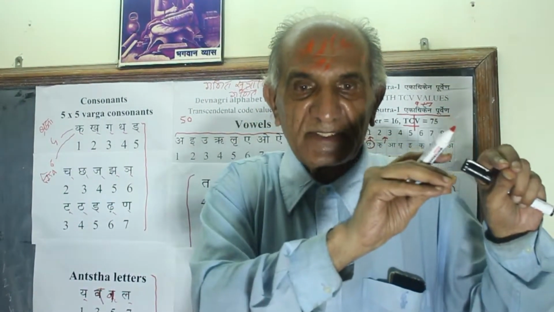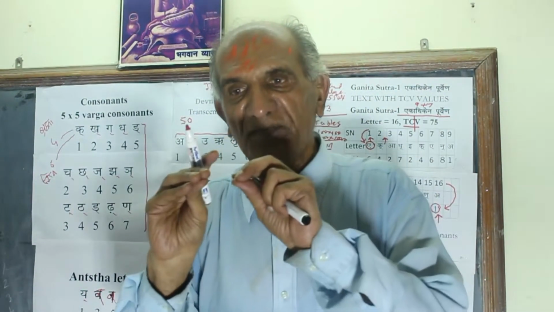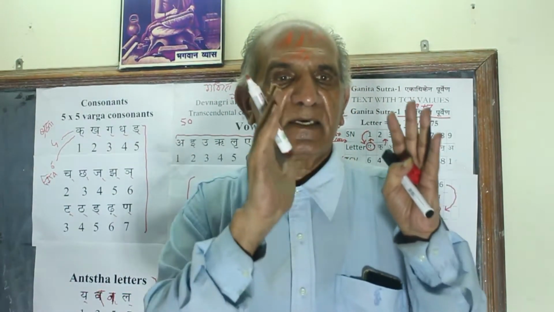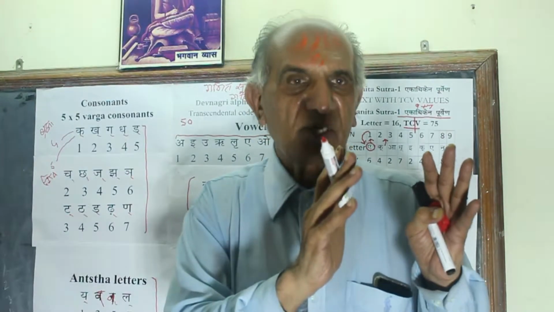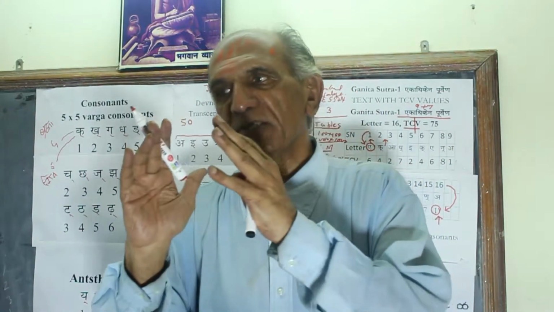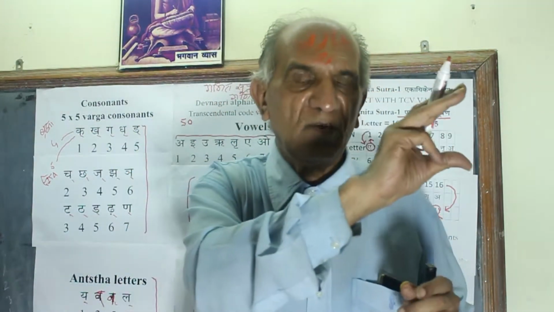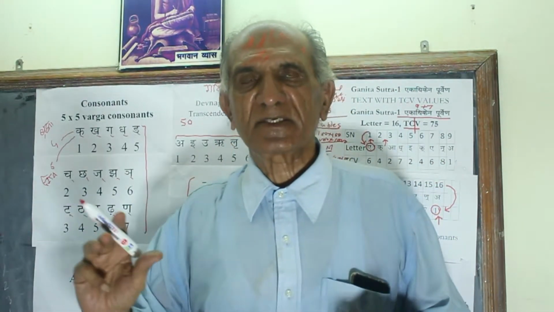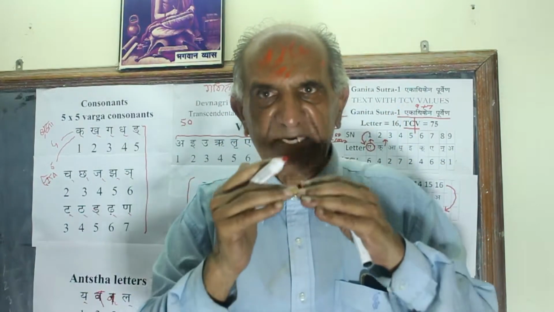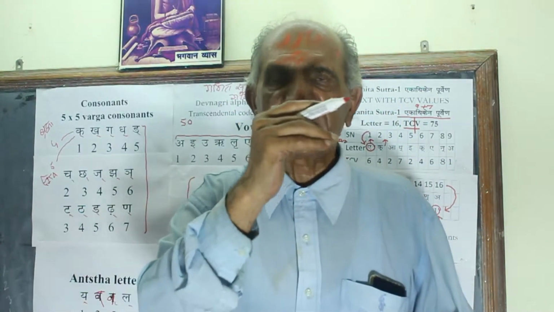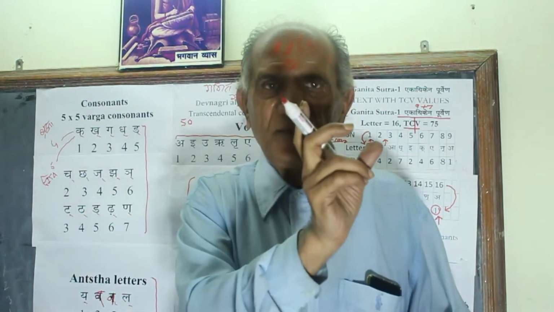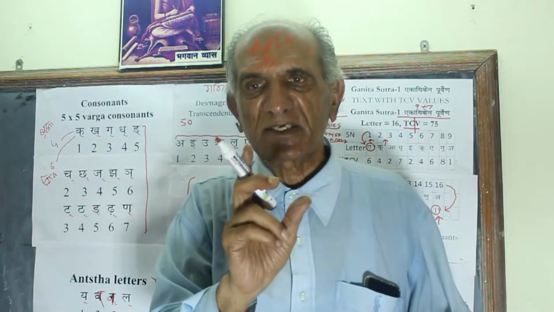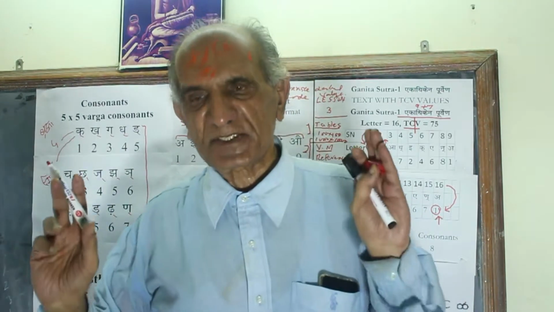These 50 letters are grouped and classified as 9 vowels, 33 consonants and 8 Yama letters. The 33 consonants are further organized and classified as 25 Varga consonants, 4 Anthastha letters and 4 Ushmana letters.